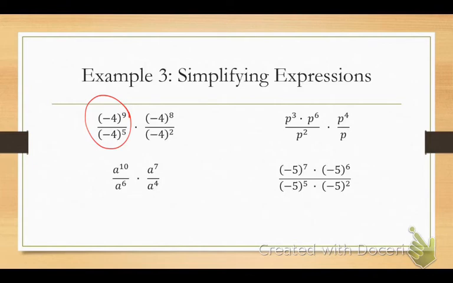What would you get if you simplified that fraction, Michael? Negative 4 to the 4th power. Perfect, -4 to the 4th power. Does everybody see where I got that from? My fraction's gone because I simplified it. What would you get if you simplified the second fraction? -4 to the 6th power. Yep, -4 to the 6th power.